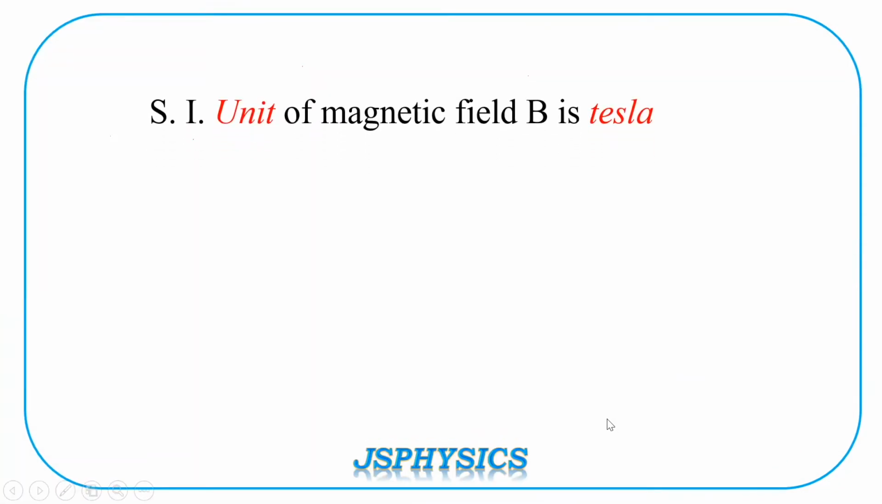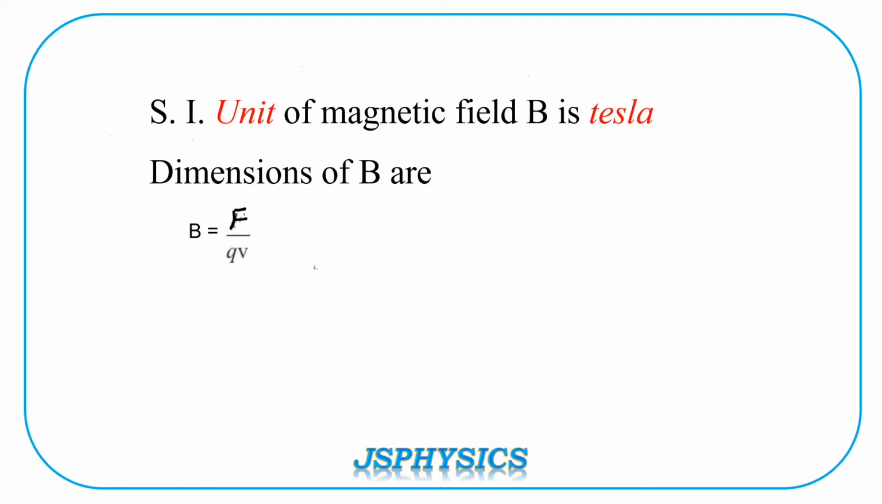So the SI unit of magnetic field is Tesla. We can also find the dimensions of the magnetic field. Again, we can use the same formula, dimension of force upon dimension of charge and velocity, and then simplifying this we get the dimensions of magnetic induction.